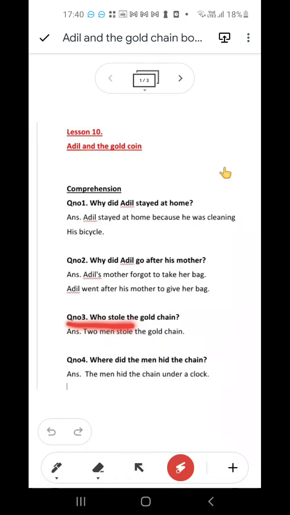Question number 3 is, who stole the gold chain? 2 men stole the gold chain. Students, take care while writing men. Don't forget to write the plural form, M-E-N, men. Okay? Because they were 2. Question number 4 is, where did the men hide the chain? And the answer is, the men hid the chain under a clock. Again, they have used here the plural of M-A-N, man. M-E-N, men. Okay? So take care while writing it.